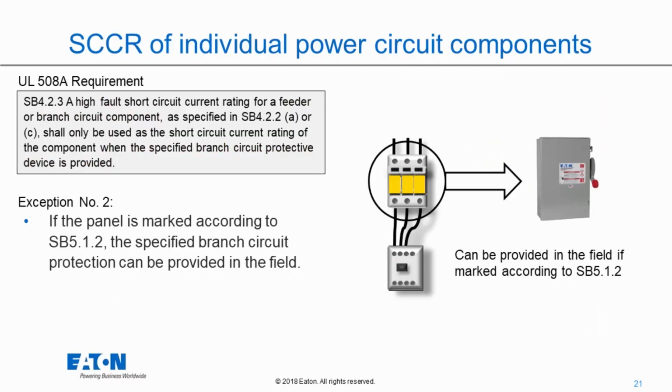There's another exception here. This has to do with, and we'll see an example of what this looks like, if the protection is provided in the field. So basically if you're being fed from something like a safety switch in front of the panel device, with a specific marking requirement, you can still use that. We'll see an example of how all of this works later, so I won't spend too much time on it now.